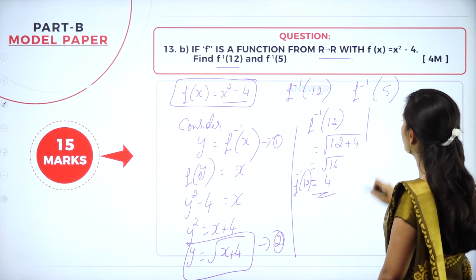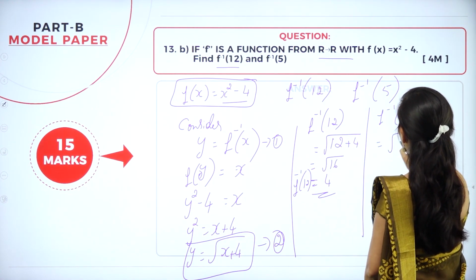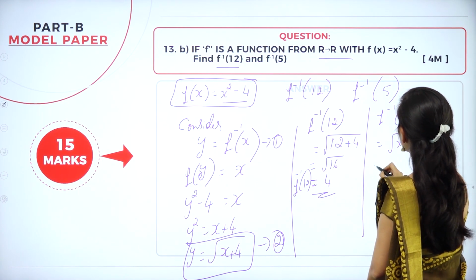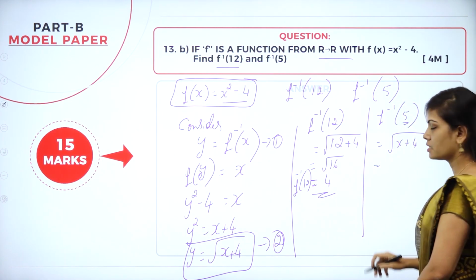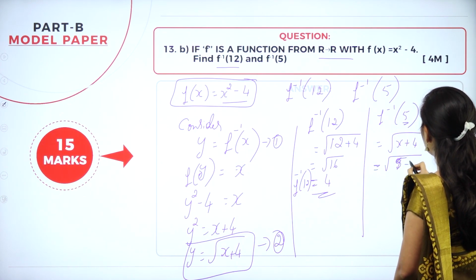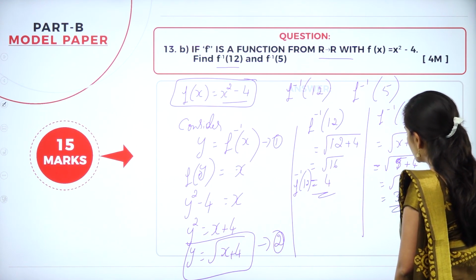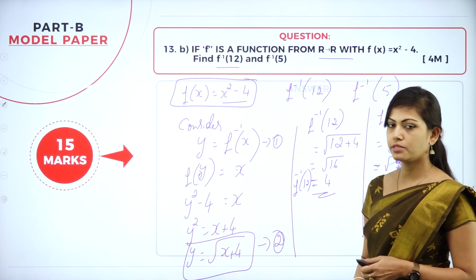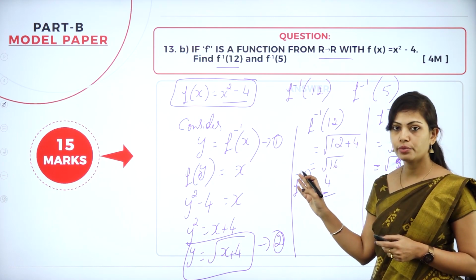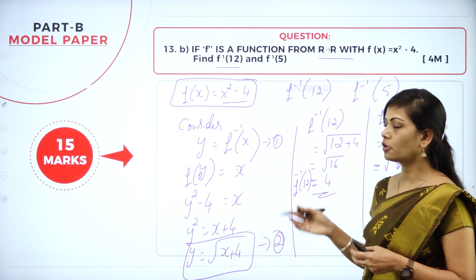So like that, f inverse 5. So square root of x plus 4. What is the value of x here? x is equal to 5. So root of 5 plus 4 is equal to root 9. This is 3. So this is your answer. Very important question. Please practice this so you can expect any other different questions on this topic.